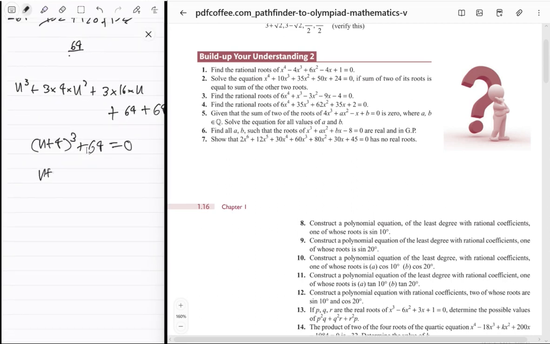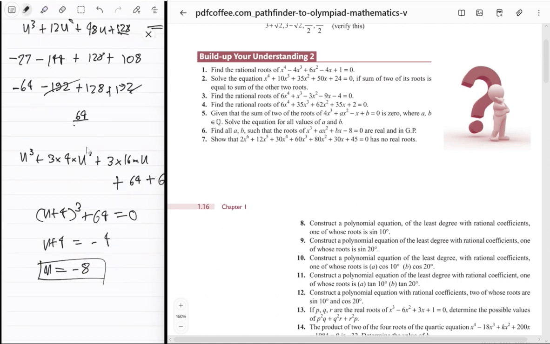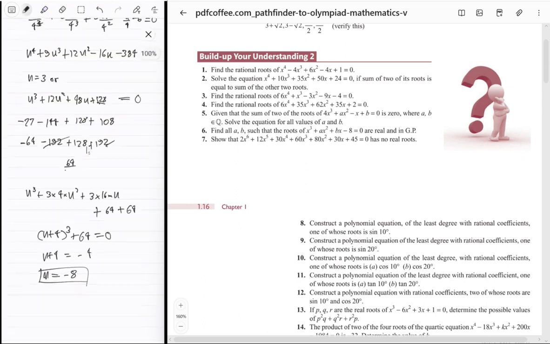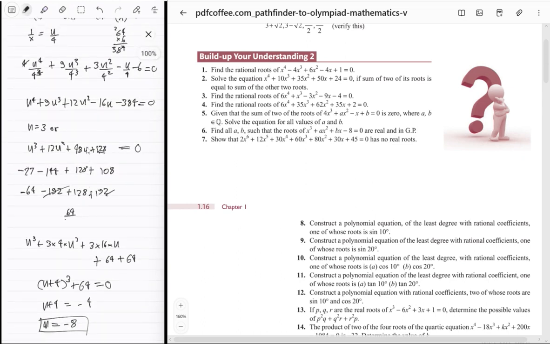Yeah, so u plus 4 is equal to -4. That's the only way out. Perfect. What does that mean? u is equal to -8. That's the only solution to this equation. Perfect, right? The real solution, that is. So what did we get? There's only two solutions, which was u equal to 3 or it's going to be -8.